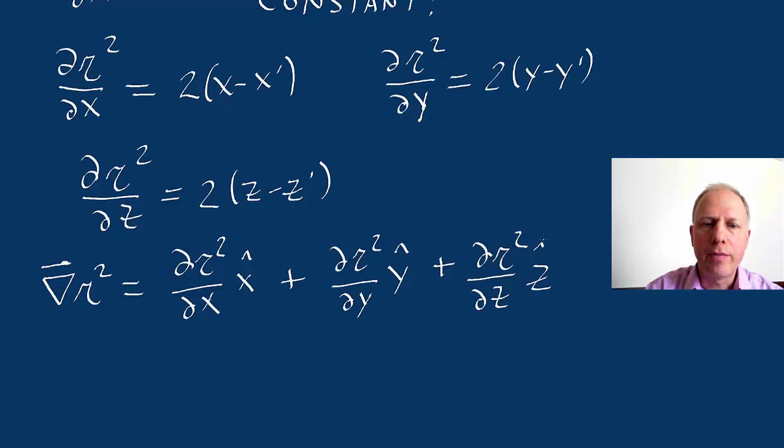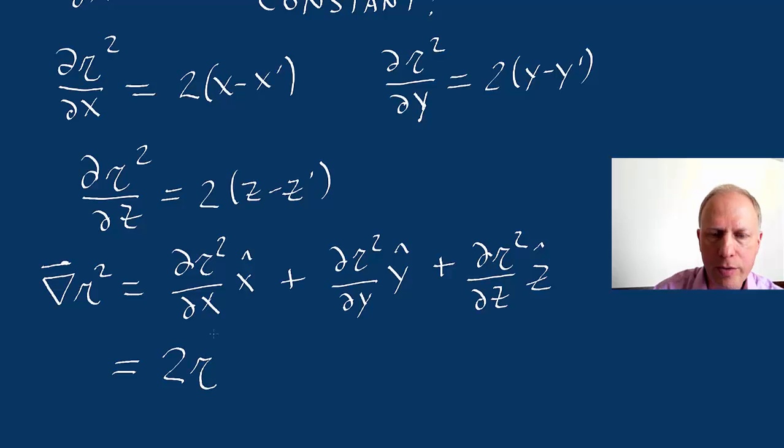The x component of the gradient is 2 times the x component of script r, and the y component of the gradient is 2 times the y component of script r. So the answer can be written in a very simple way. It's 2 times script r vector.